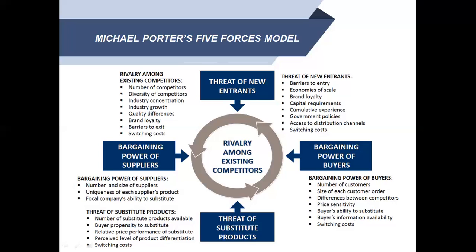Then comes bargaining power of suppliers. Herein we see the number and size of suppliers, how unique they are with their product, and what the focal company's ability to substitute these suppliers is. And last but not the least, threat of substitute products, wherein we check the number of substitute products available, buyers' propensity to substitute, relative price performance, switching cost. Again, here also switching cost matters to the buyer and to the company both. So if we study all these five factors, we can draw a picture of what exactly the industry is like and what the chances of survival and growth there are.